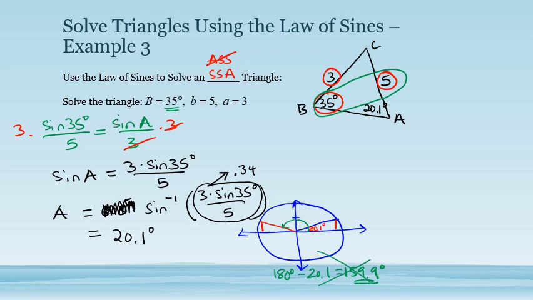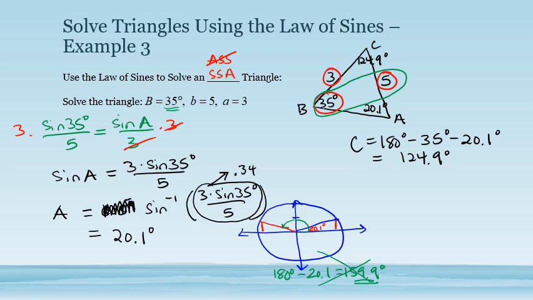So let me see here. What else can I do? Angle C, it looks like, angle C is 180 degrees minus 35 degrees minus 20.1. Now, if I have a calculator in front of me, I'm not going to use 20.1. I'm going to use the actual decimal that my calculator gave me, and then round that number to the nearest tenth. When I did that, I got 124.9 degrees. So angle C is 124.9 degrees.